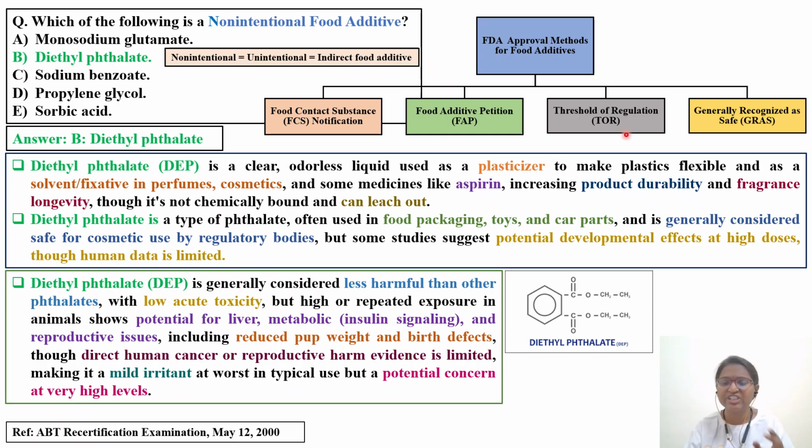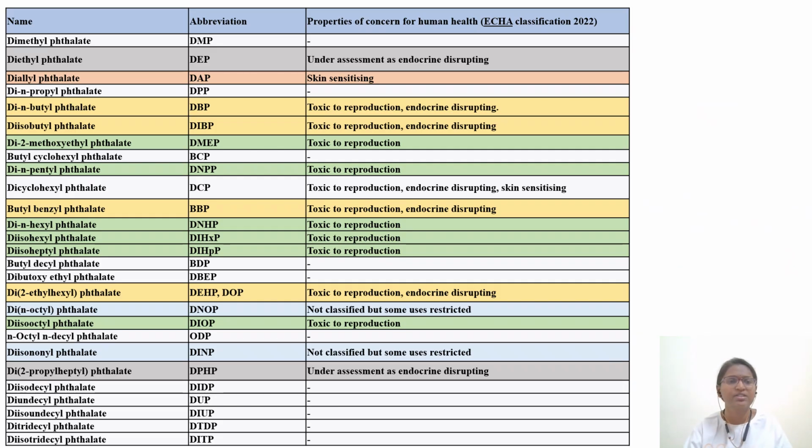Threshold of regulation, that is TOR, and generally regarded as safe, so GRAS. So about all these four approval methods we'll see in the third slide. This I was talking about, you can read in Wikipedia also, they have given it directly. I have taken from there only.